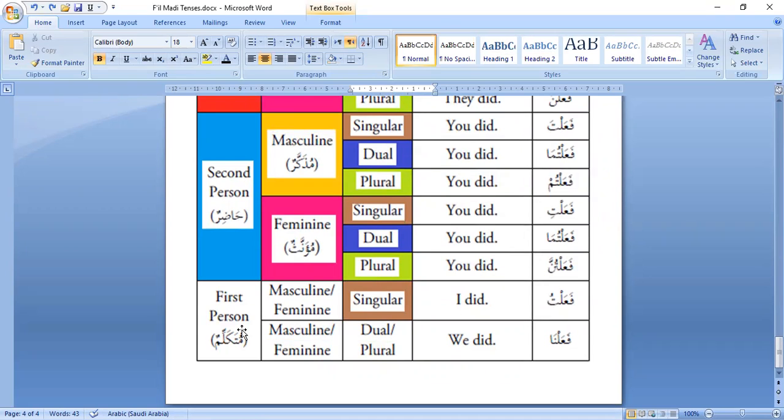Obviously with first person, you don't have a dual, because it's singular or dual or plural, it's both the same thing. Even in Arabic, you don't say "us two". You don't say ana wa nahnu, you just say ana, nahnu. Nahnu comes for both. So here they did the same thing.